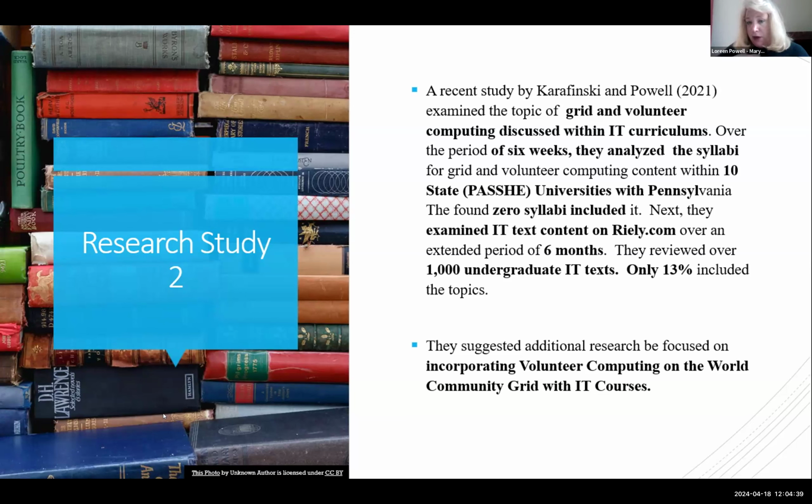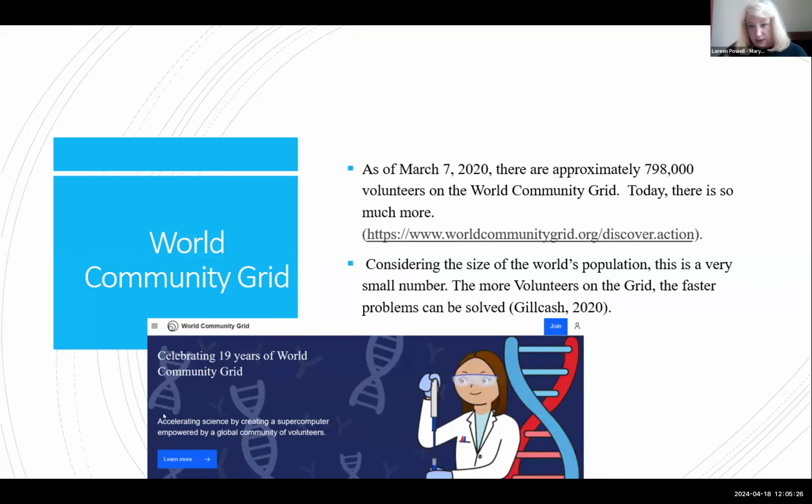It's an IT related topic, and grid computing can easily integrate volunteer computing. So what we did is we looked at syllabi over 6 weeks from 10 of the state PASSHE institutions in Pennsylvania. Nobody included it. So that's a problem, right? Because we're not teaching this. We're not telling students about this volunteer area and methods that we can use to help give back. We then analyzed textbooks over a 6-month period, over 1,000 undergraduate IT textbooks. Only 13% included the topic of grid computing, right? The moment you have that topic of grid computing, you could then add in volunteer computing. So obviously we suggested more incorporation, and we provided a document that documents grid computing that people can now utilize in their classroom.